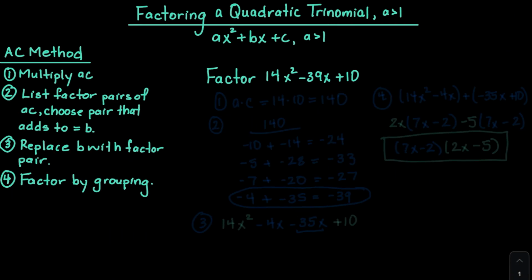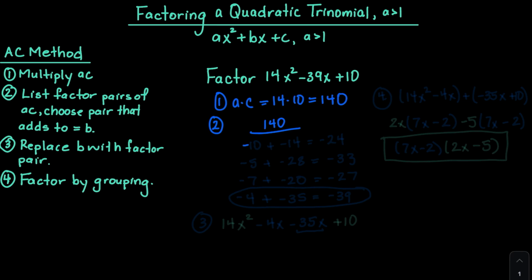Our next example, let's factor 14x squared minus 39x plus 10. So we know step 1 is multiply A and C. 14 times 10 is 140. AC is positive, but B is negative. That lets me know when I'm listing out my factor pairs, they should both be negative, because the only way to multiply to a positive but add to a negative is if both numbers are negative.